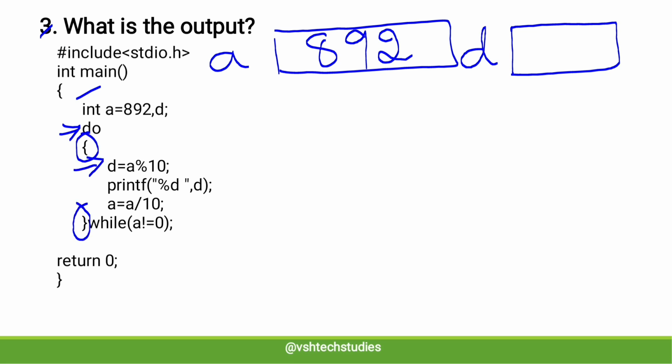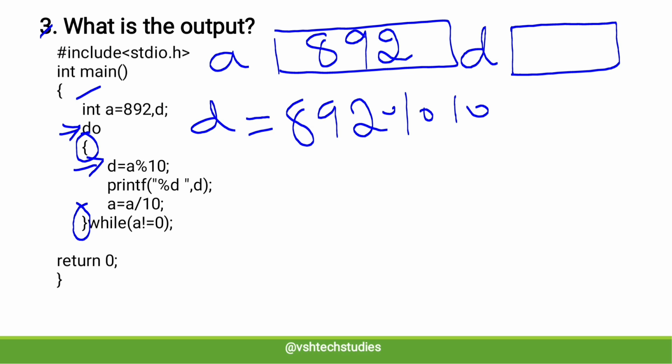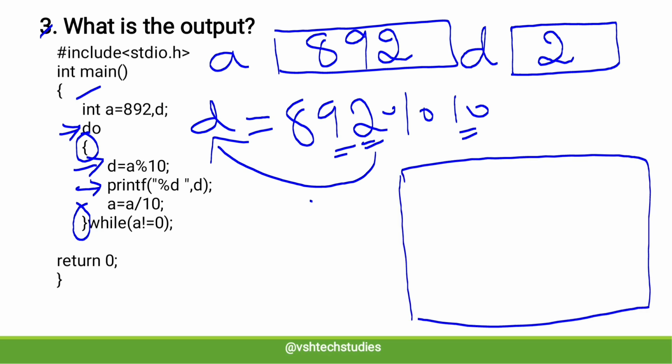The first instruction is D equal to A mod 10. A is 892, mod 10. When 892 is divided by 10, the remainder is 2. So that will be assigned to D. Hence in D, 2 will be saved. The next statement is printf, which means something is printed on the monitor. What is printed? The integer value from D. So 2 will be printed. Next a space is left, and the control will stand here.